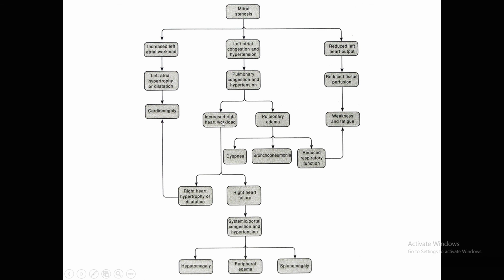Increased right heart workload, also because of the increased pressure in the pulmonary circulation, with right heart failure that may follow the left heart failure. This will cause peripheral edema with hepato- and splenomegaly. This is the picture of full-blown complicated mitral stenosis causing heart failure.